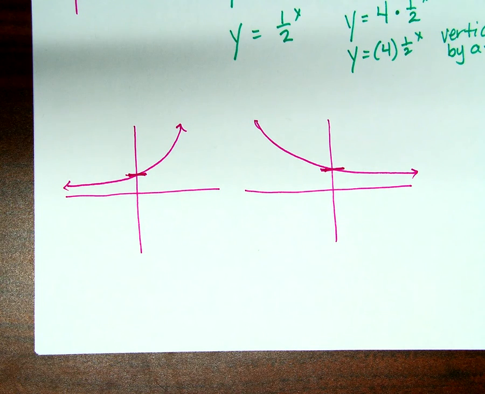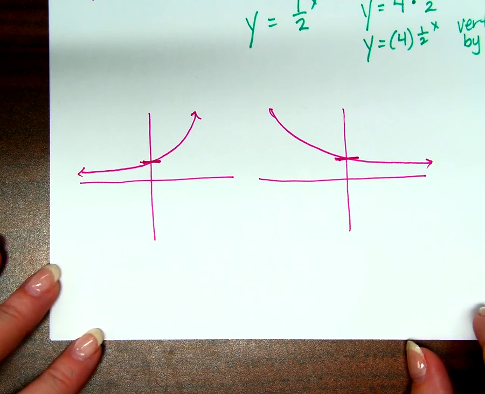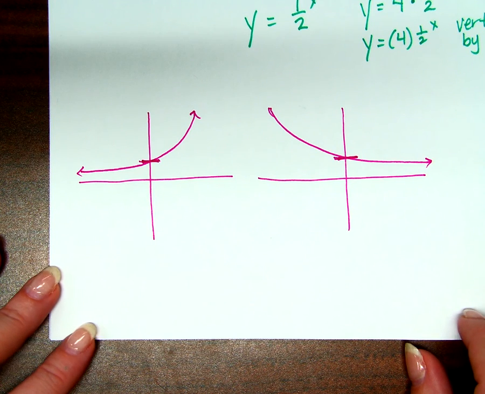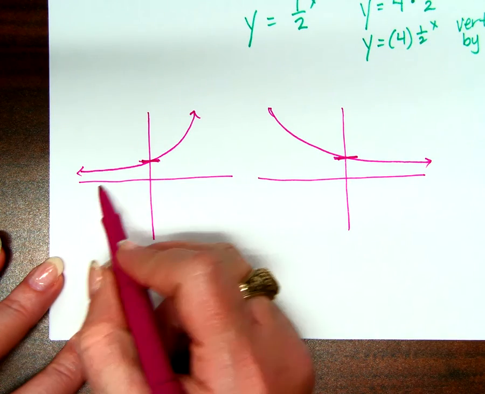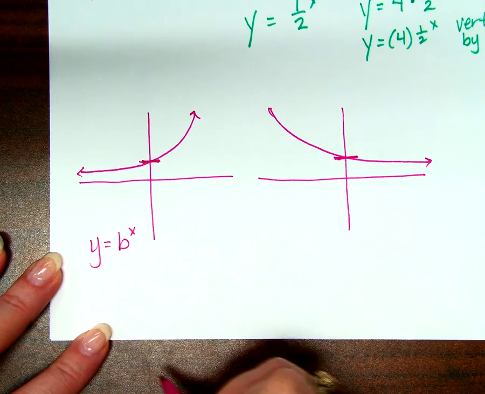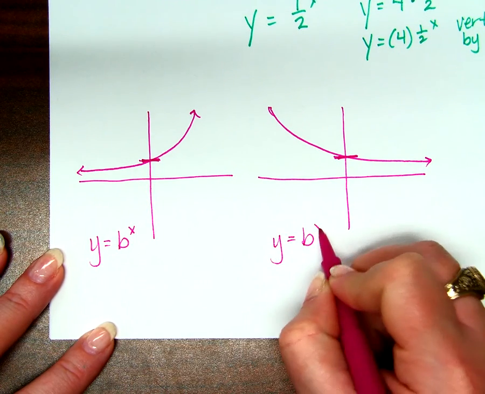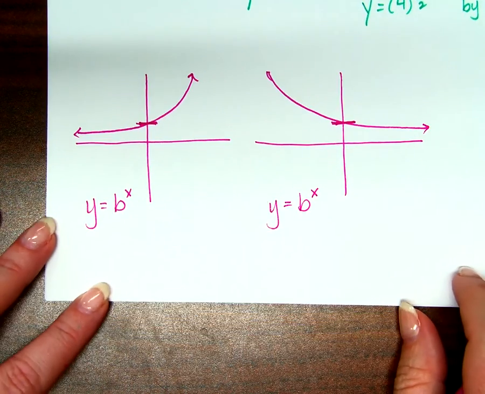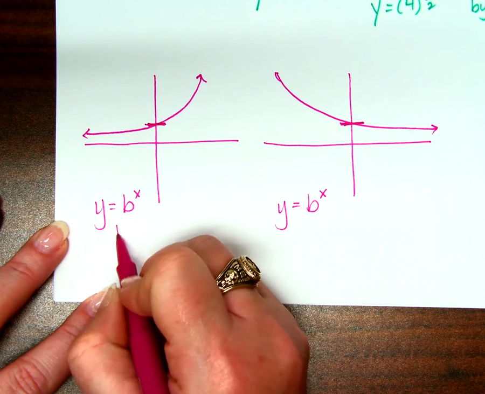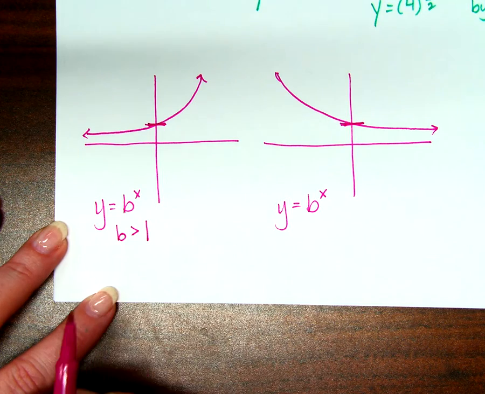Which one of these are exponential? Both. Okay? So this first one has an equation of y equals b to the x power, and the second one has an equation of y equals b to the x power. Seems confusing until I remind you that in this first equation, b has to be greater than 1.